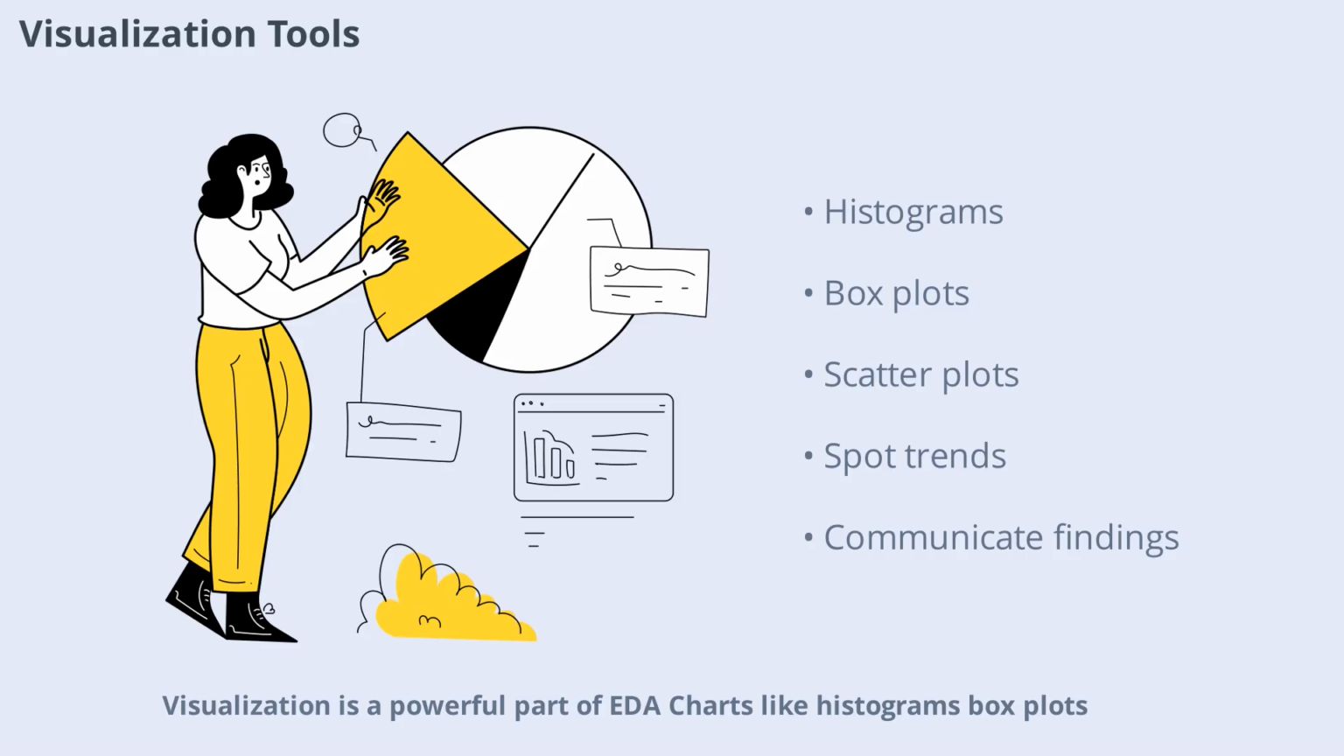Visualization is a powerful part of EDA. Charts like histograms, box plots, and scatter plots make it easy to see patterns, trends, and anomalies at a glance. Visual tools help us communicate findings clearly and spot issues that might be hidden in tables of numbers. Good visualizations turn complex data into understandable stories.